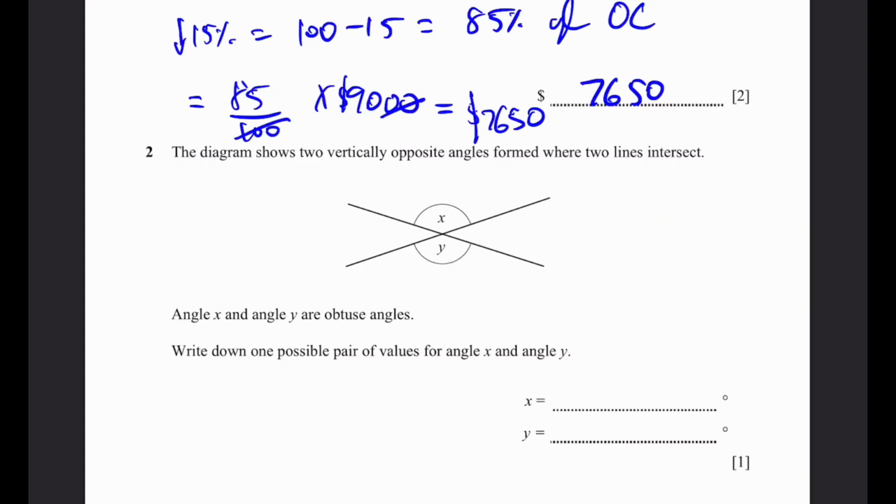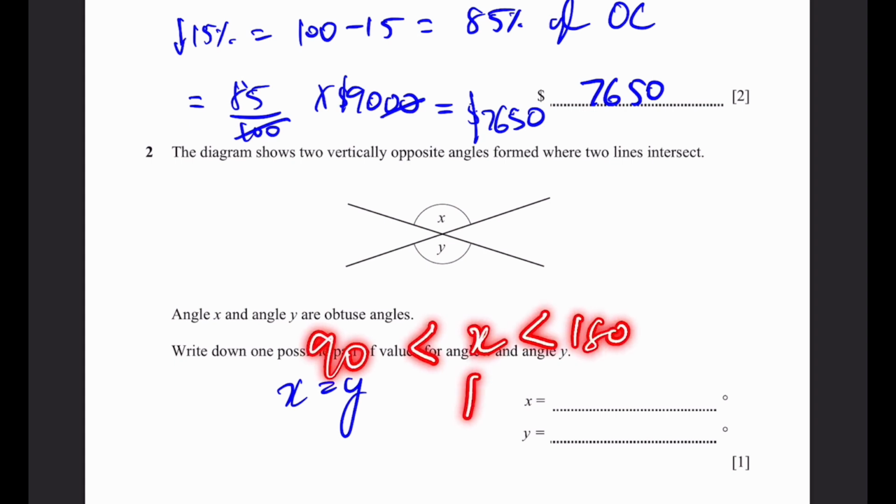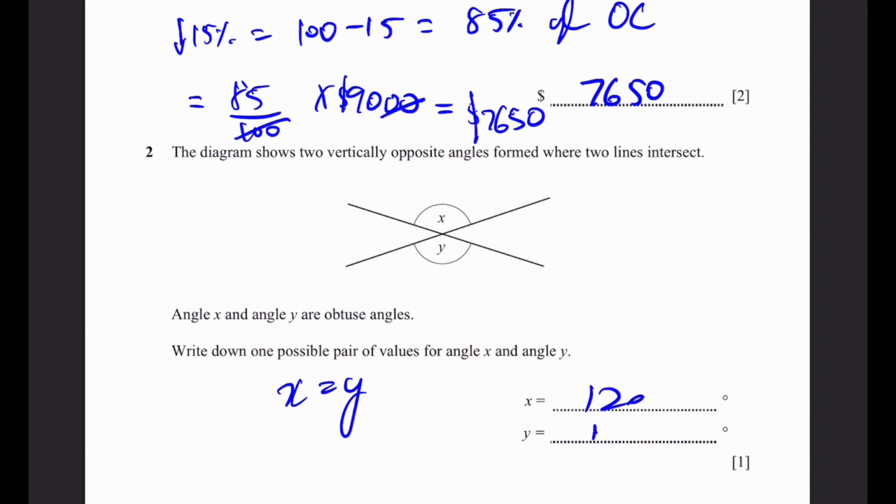Question 2. The diagram shows two vertically opposite angles formed where two lines intersect. Angle X and Y are obtuse angles. Write down the possible pair of values for angle X and angle Y. So two vertically opposite angles are always equal. So we can write X equals Y. And they're obtuse angles, so the angles have to be in between 90 and 180. This is X and Y. It should not be 180 though, and it should not be 90. So I will write, for example, 120 degrees for both. You have to write the same number here, and both numbers have to be in between 90 and 180. That's the answer.